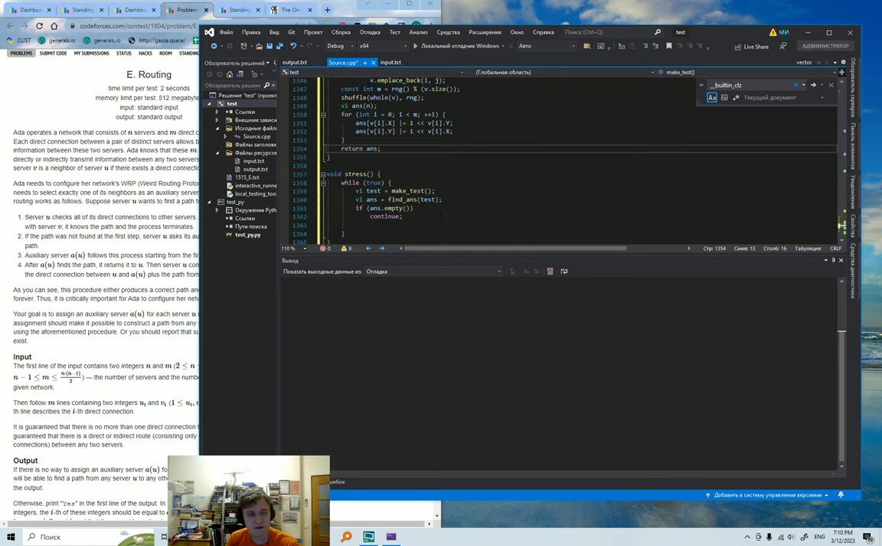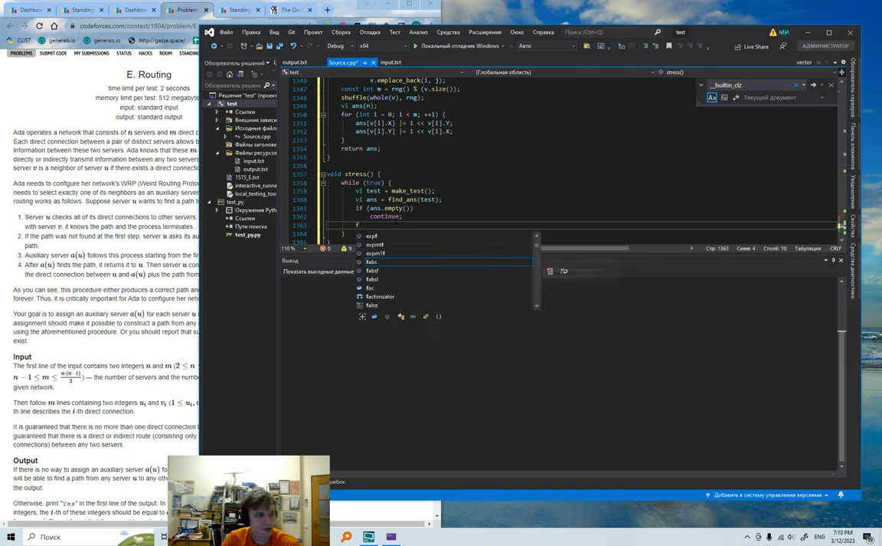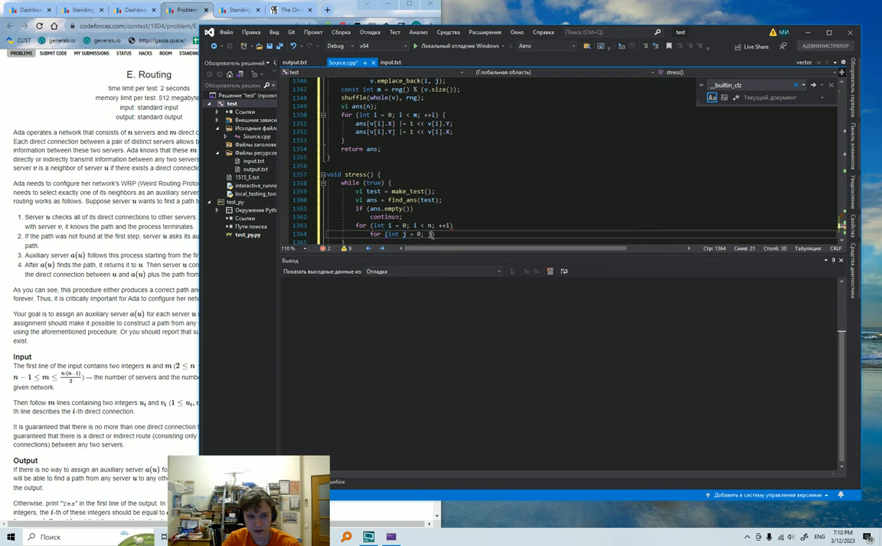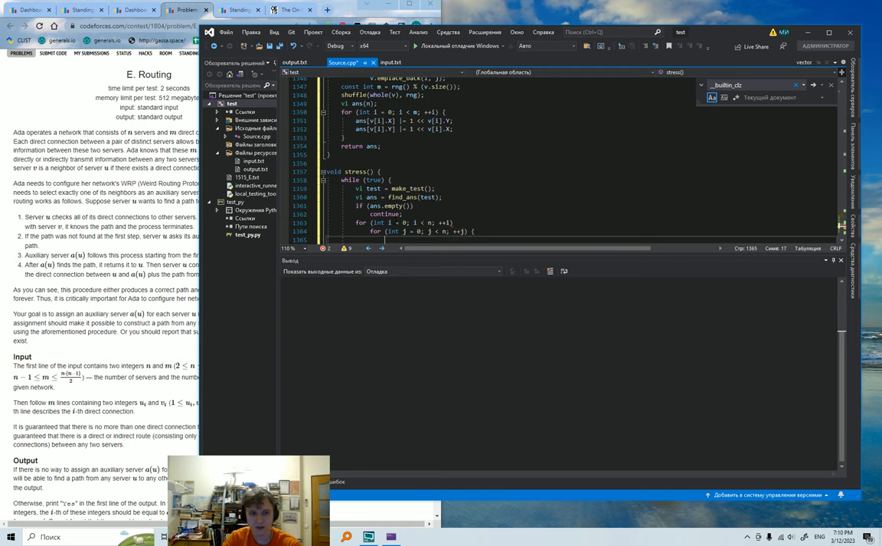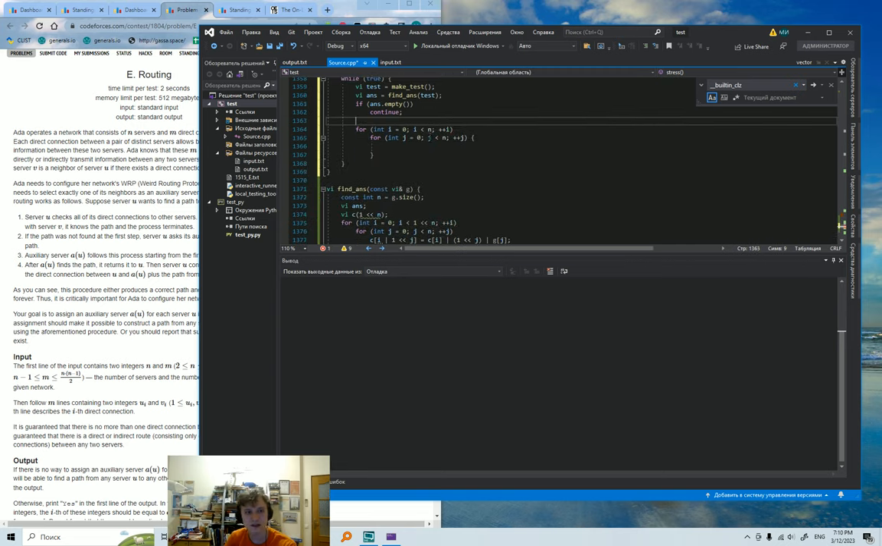Okay, so I have created a test. And here I need to check the test. So how do I do it? I think I will just do the following. For int i equals 0, i less than n, plus plus i. For int j equals 0, j less than n, plus plus j. We need to check that the condition is true.